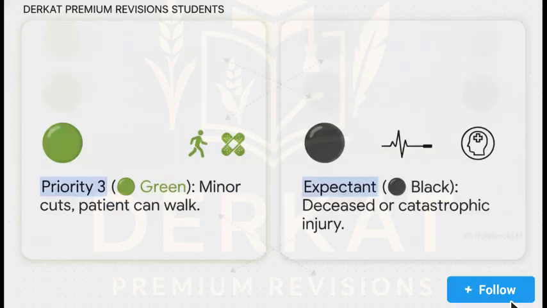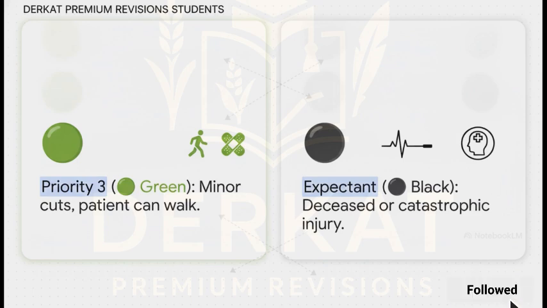Now, let's contrast the other end of the spectrum. Priority 3, the green tag, is for minor cuts, sprains, and abrasions. Basically, if the patient can walk themselves to a designated area, they get a green tag, and you treat them last. But then, we have to face the incredibly difficult reality of the expectant category, which is the black tag.